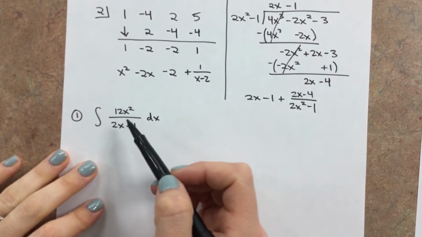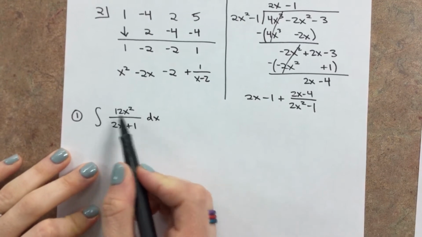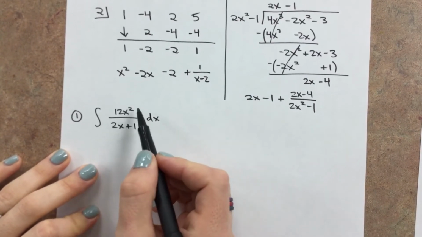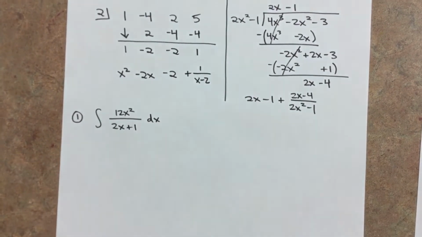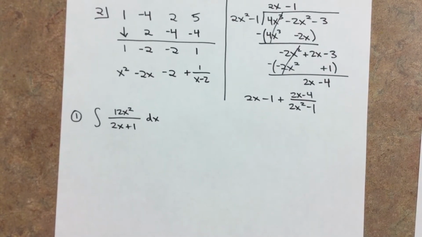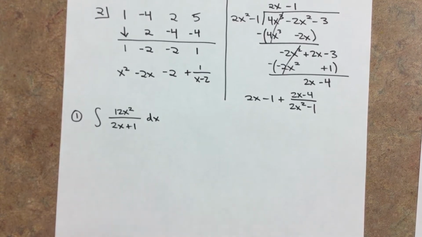A u substitution doesn't make any sense because even if I tried to use the denominator, you've got this 12x squared, and how would that get subbed out? It's not one of the inverse trig that we were talking about yesterday. So this one, you try long division. And here's how you know that you try long division.